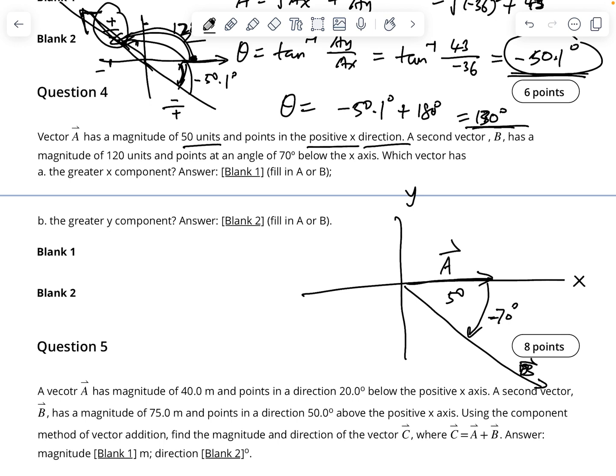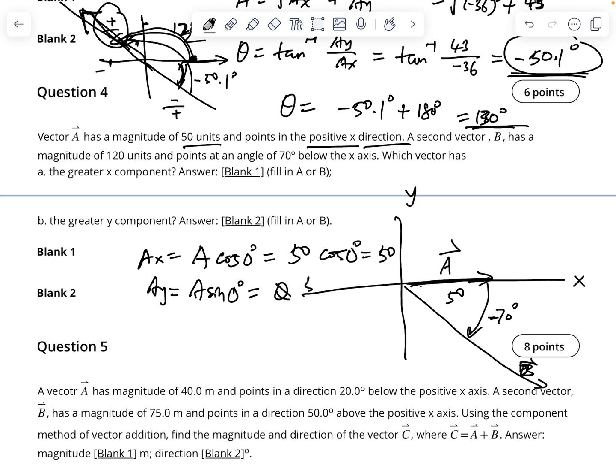Which vector has the greater x component? So Ax equals A cosine 0, since the angle here is 0, and A is 50, so Ax is 50. Ay equals A sine 0, which equals 0. So these are the components: Ax, Ay, Bx.